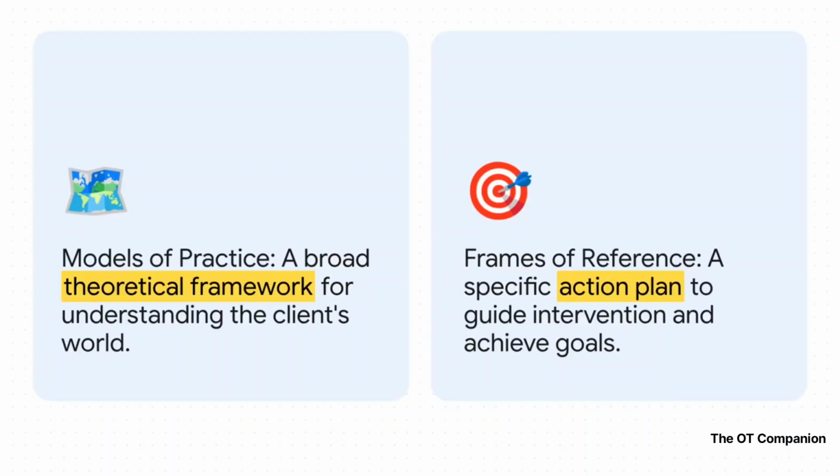Okay, first things first, let's clear up something that trips a lot of people up. You'll hear about models of practice, and you'll also hear about frames of reference. Here's the easiest way to remember it. The model of practice is the big picture map of the entire country. It shows you the major cities, the highways, the landscape. The frame of reference? That's your GPS, giving you turn-by-turn directions for one specific part of your trip. The model gives you the context. The frame gives you the specific action plan.